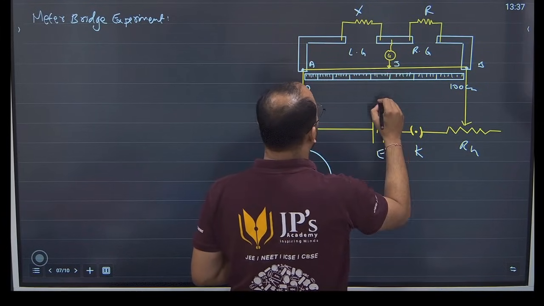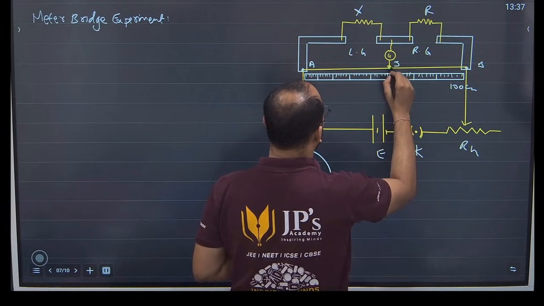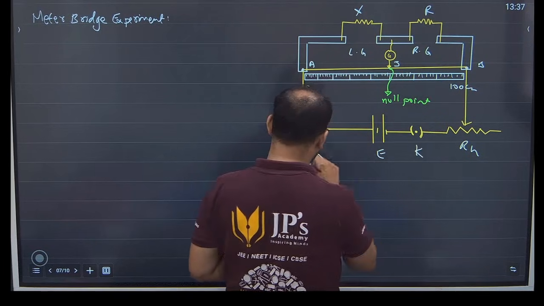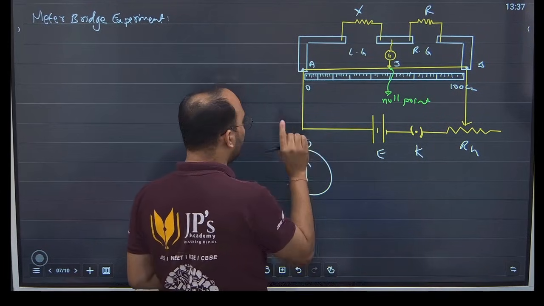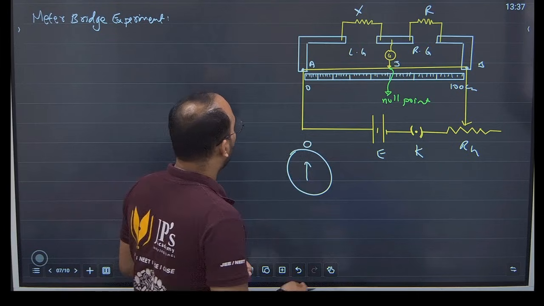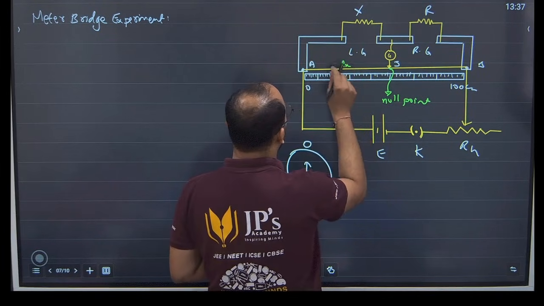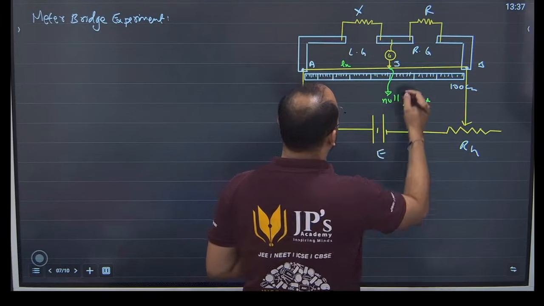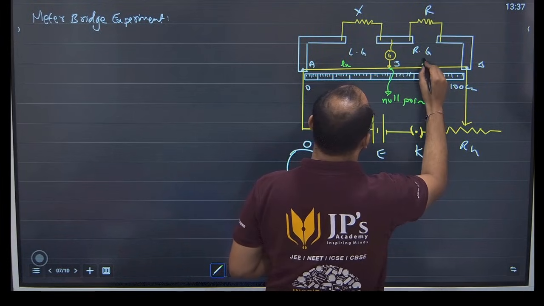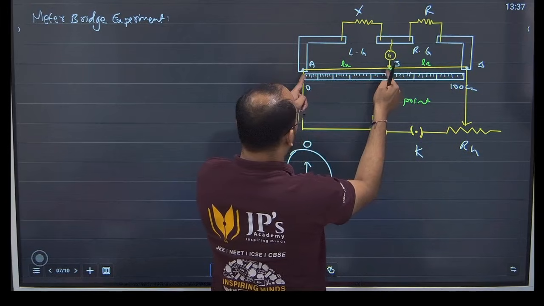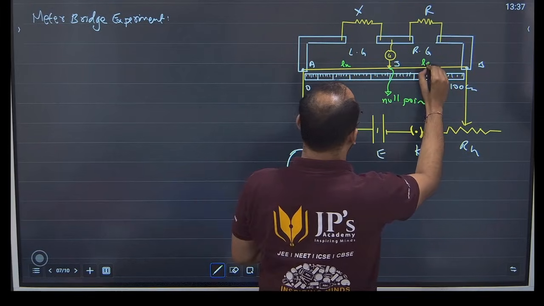So you have to reach a null point. This point will be called the null point. We have to reach the null point, meaning the galvanometer should read zero deflection. And the moment you get this, you measure the length. Let's call this Lx because it is the length opposite to X, and this other length, for now, let's call it Lr. You know that if this value is Lx, then this Lr should be how much?